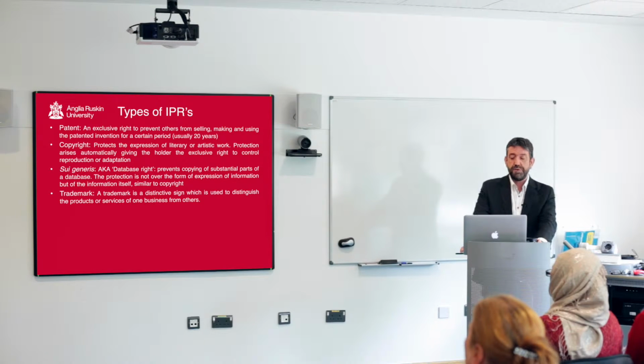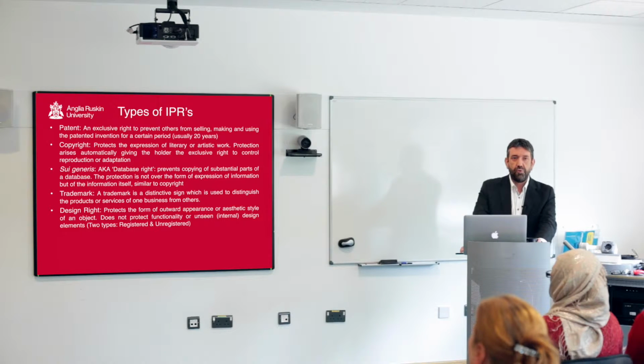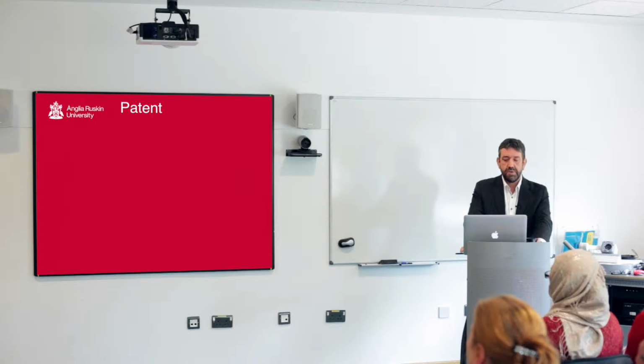Trademark, so we've all come across trademarks in the past. A distinctive sign which is used to distinguish the products or services of one business from others, and to infringe a trademark leaves you open to litigation from companies who feel that you're passing off as them. Design rights has two forms, registered and unregistered design rights, that protects the form of outward appearance or aesthetic style in an object. And proprietary knowledge, the stuff that you keep to yourself effectively, is a form of intellectual property right. So starting with patent, a patent is generally a government license concerning a right for a set period, especially the sole right to exclude others from making, using or selling an invention.